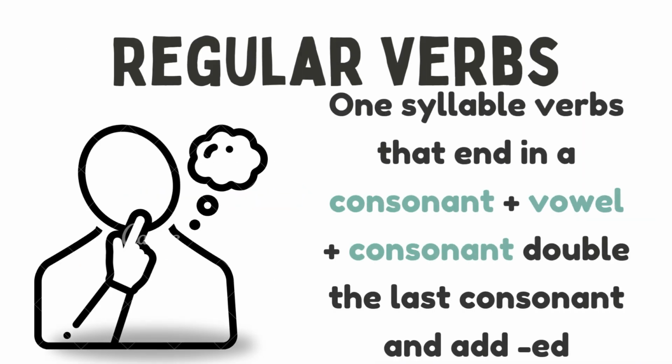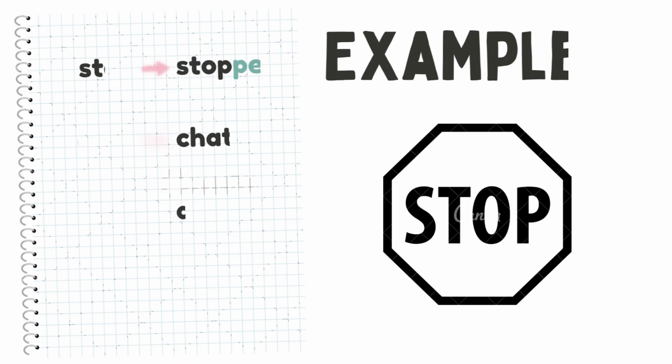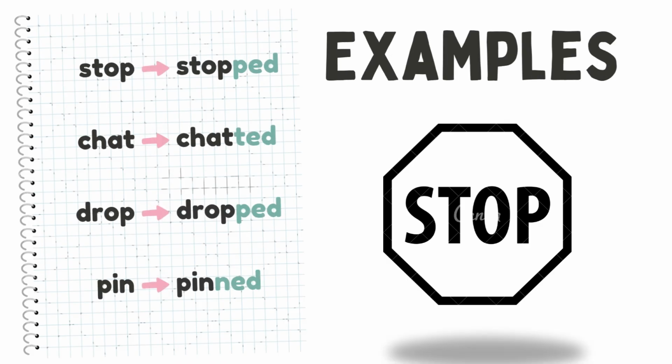For one-syllable verbs that end in consonant, vowel, consonant, you have to be mindful of the spelling because they are going to double the last consonant before you add the ed. So for example, stop. That's one syllable. It ends in consonant T, vowel O, consonant P. So we're going to double the last letter P. So it's stopped with a double P, S-T-O-P-P-E-D.